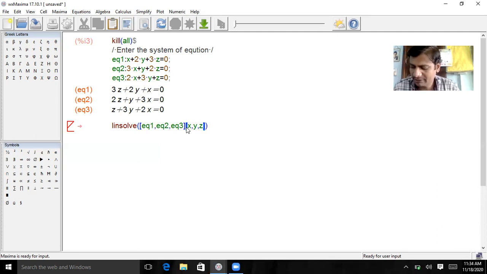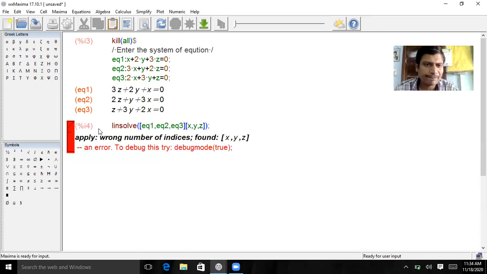Okay, after that, remember this one. After that, the semicolon. Then you press only shift enter. See here, the equation is here. LINSOLV, that is the key command, of equation 1, equation 2, and equation 3, comma, x, y, z. You remember this one? Don't forget the comma here. If we do not put the comma, it shows a wrong number of indicating, which means we are missing the comma.